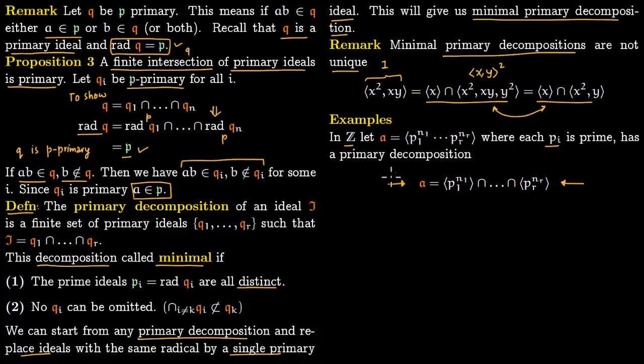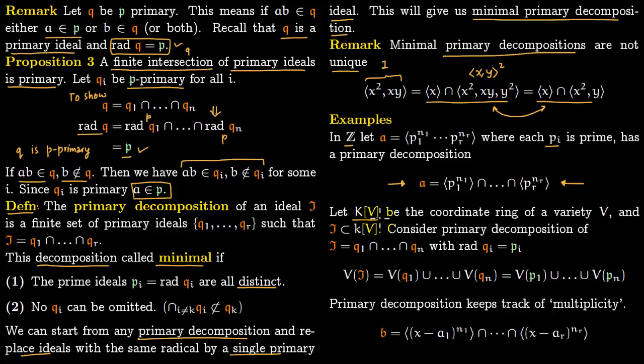Now this primary decomposition is also used in algebraic geometry. So say K[V] is the coordinate ring of some variety V, and say the ideal I lies within K[V]. Then you can consider a primary decomposition of this ideal. So say the decomposition is Q1 intersection Q2, all the way to Qn. Each of these is a primary ideal, and when you take the radical you get some prime ideal Pi. When you write it in terms of vanishing sets, this vanishing set becomes V(Q1) union V(Q2), all the way to V(Qn), and then after taking radicals you have this equality, which will be equal to V(P1) union, all the way to V(Pn).